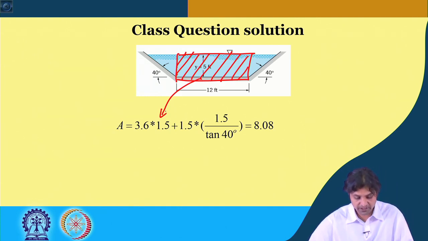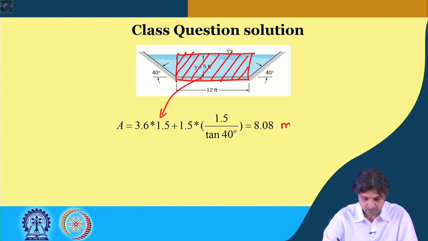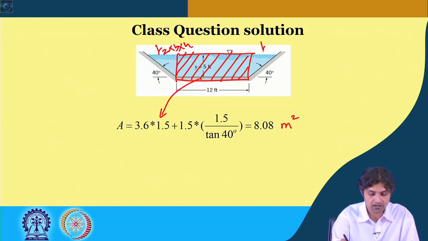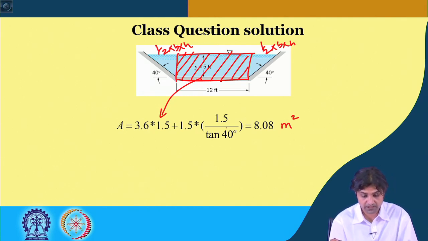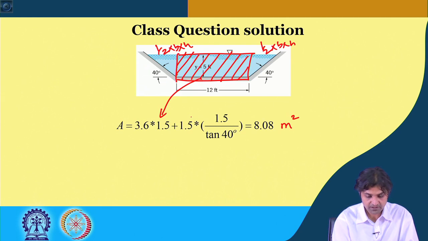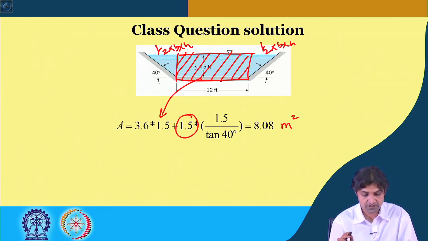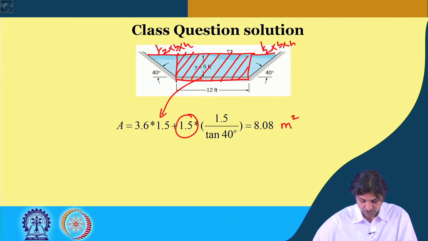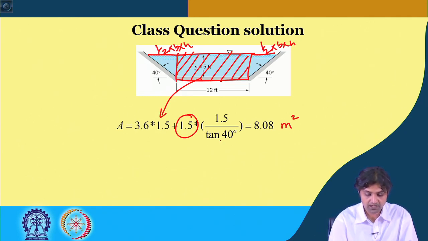Because we have converted it already into meter square, plus this is half base into height, and half base into height. So, when you add this, this will become 1 into base into height. Base is half, so height is half, and so it becomes 1.5 divided by tan 40, and this will come out to be 8.08 meter square. All right.